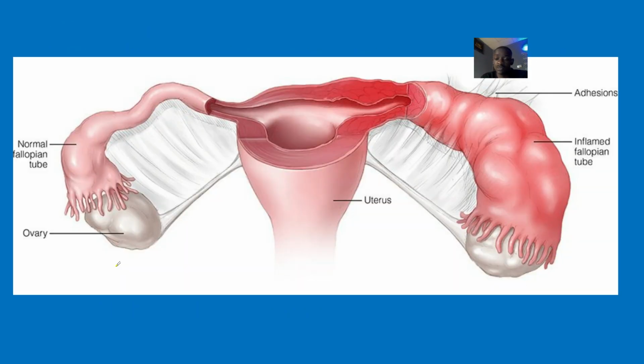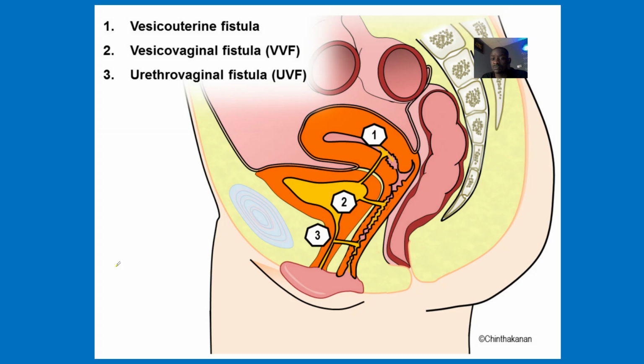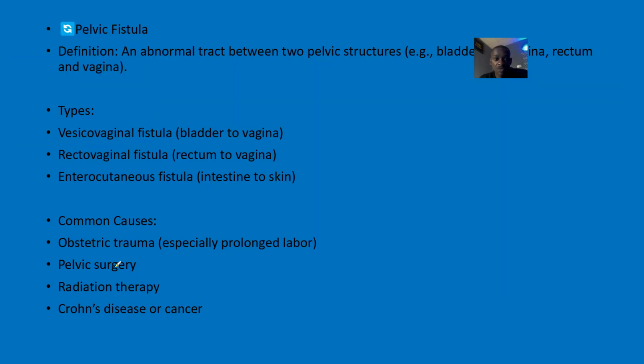So this is abscess, right? Collection of pus. Then the fistula now. Fistula is an abnormal connection between two surfaces that should not be connecting. So fistula is just an abnormal tract between two pelvic structures or a pelvic structure and the skin.